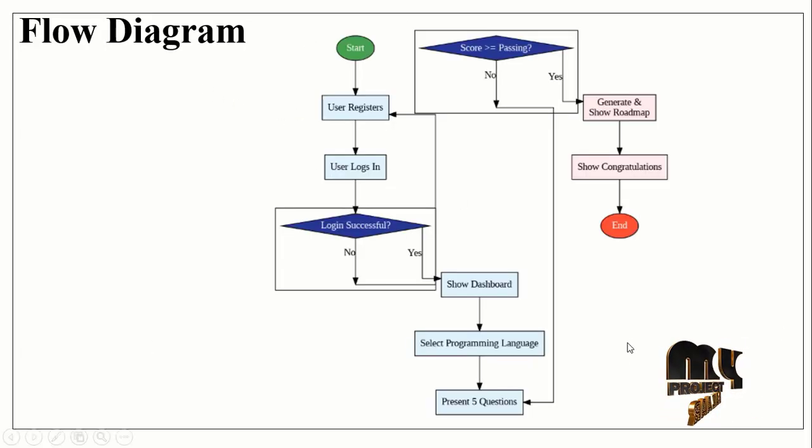This is the overall flow diagram. Let's see the individual modules. First, start the process and go to the user login. It will check whether login is successful, and if so it will go to the dashboard. If not, it comes back to user registration. Let's see the output for this module.